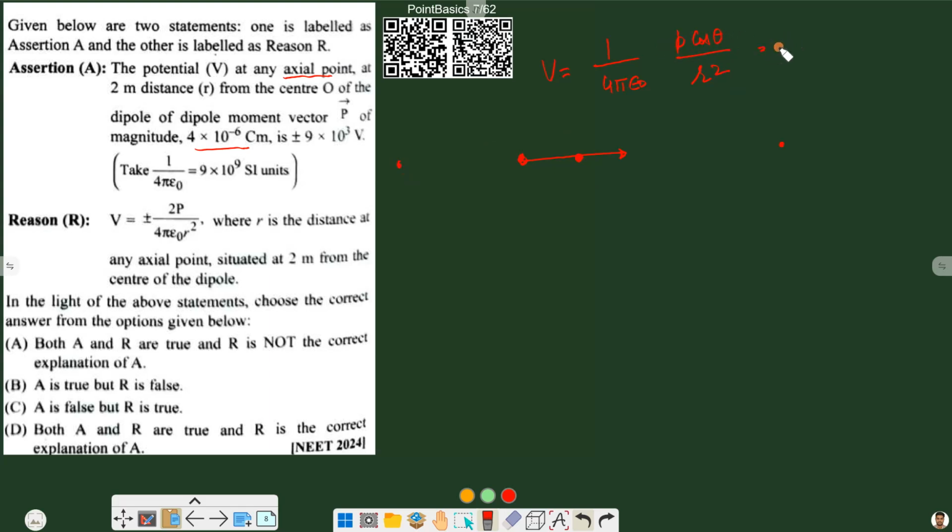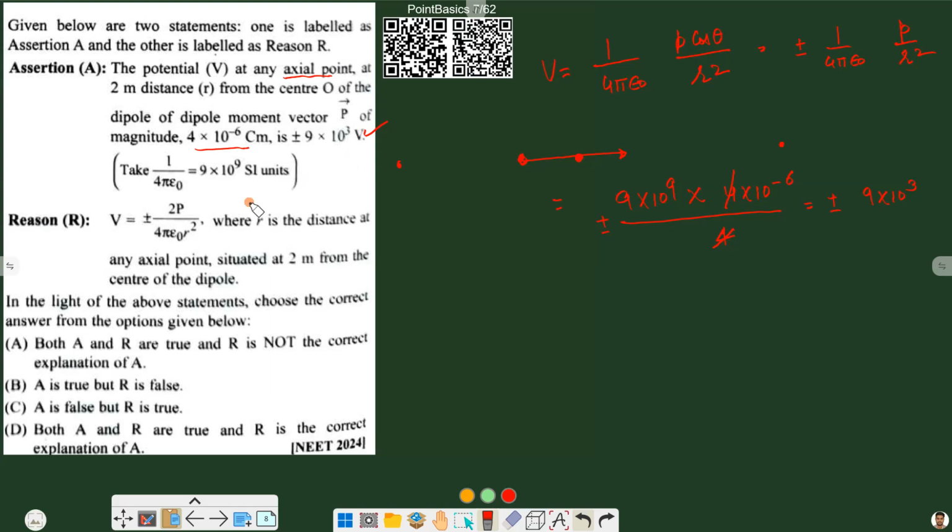So we will take it as positive or negative 1 by 4 pi epsilon naught, because cos 0 is 1, cos 180 is minus 1. So that's why the positive or negative sign, P by R square. Now 1 by 4 pi epsilon naught is 9 into 10 raised to power 9. The value of P is mentioned, 4 into 10 raised to power minus 6, and distance R square will be 4. So this will be with a plus or minus sign. This will be 9 into 10 raised to power 3, and this is the mentioned answer. So option A is right.